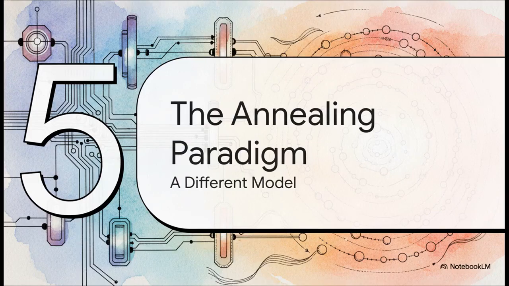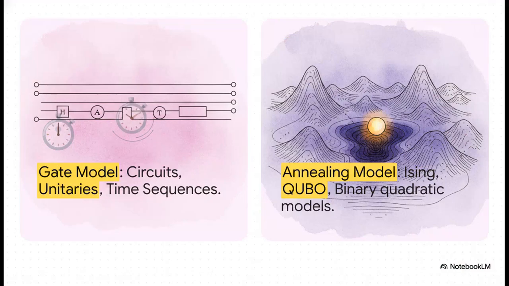Moving on to Section 5, the annealing paradigm. This is a massive shift away from everything we just talked about. Right, so everything we've discussed up to this point assumes we're building sequences of gates. But in the annealing model, you do not write circuits at all. Instead, your source code object is an energy model. You formulate your problem as an Ising model or a quadratic unconstrained binary optimization problem, a QUBO. The hardware then naturally evolves toward the lowest energy state, and that state represents a solution to your problem. It is a completely different mental model for programming.